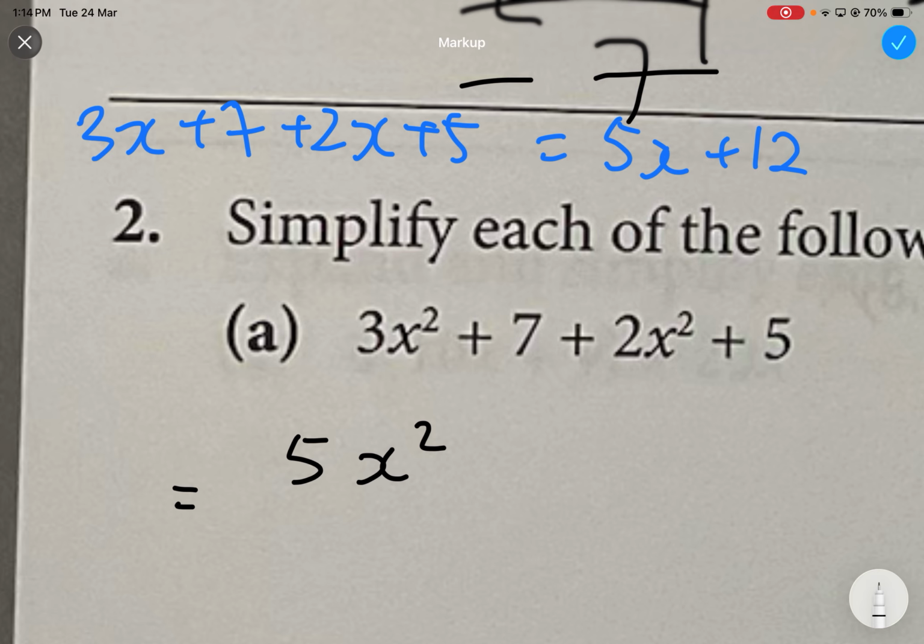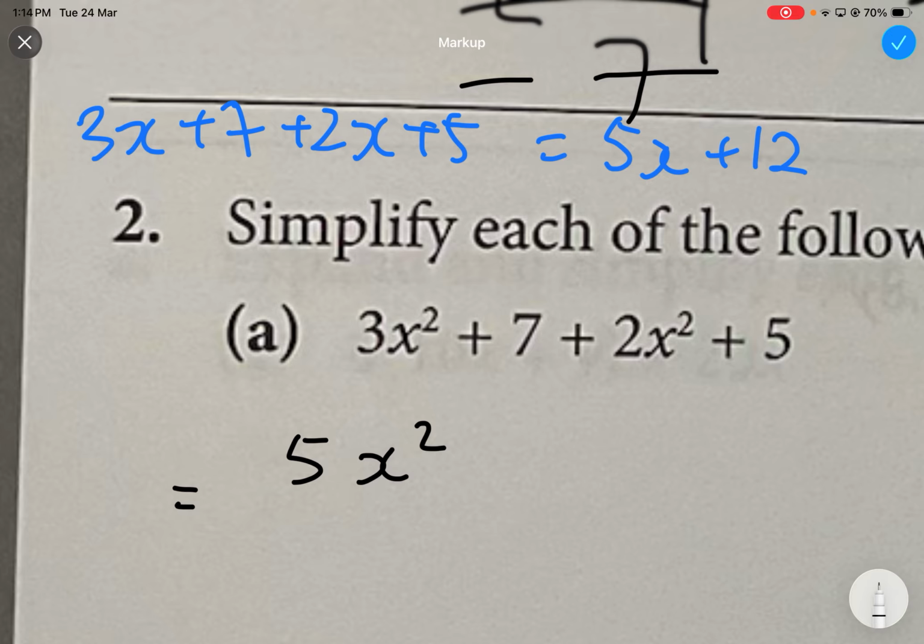Okay? So we added the x squared terms already. We still need to add the number terms. So 7 plus 5 equals to 12. Then we also add here already. The x squared term and the numbers cannot add together. Okay?